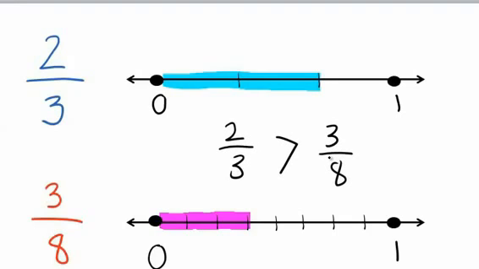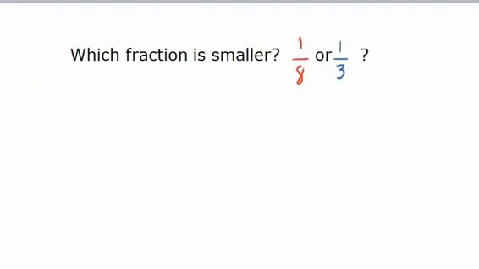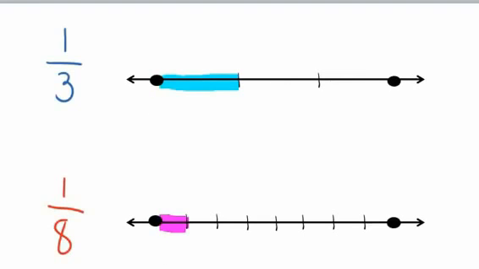Let's see how this works in a problem. Which fraction is smaller, 1/8 or 1/3? Let's take a look at these fractions on number lines. Remember, each fraction represents a value between 0 and 1. We're working with the same whole, although the fractions are different. We can see here our two fractions plotted on number lines.